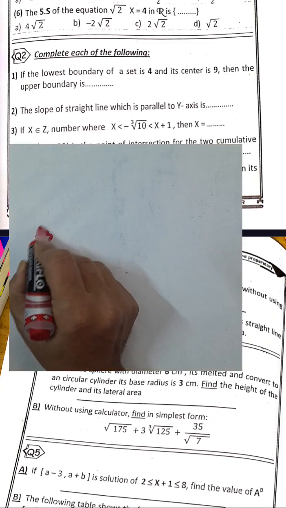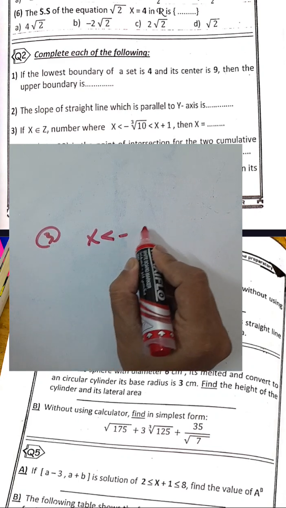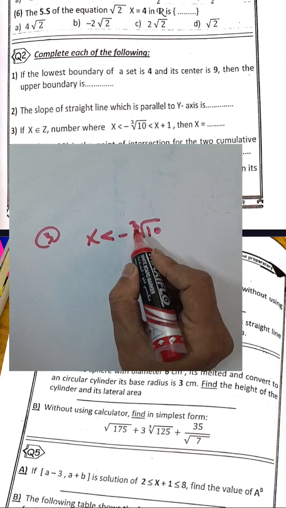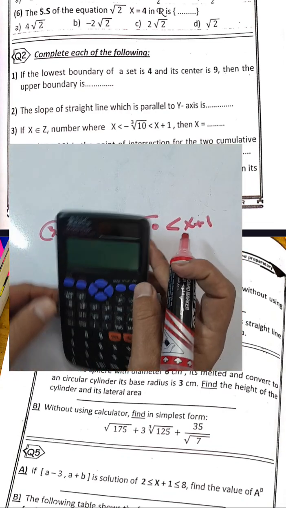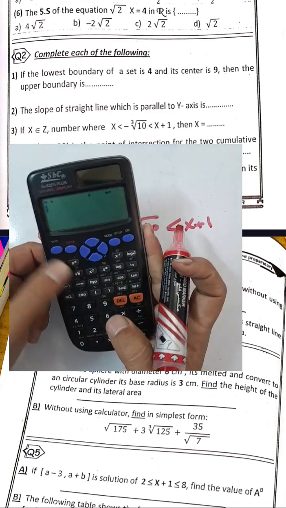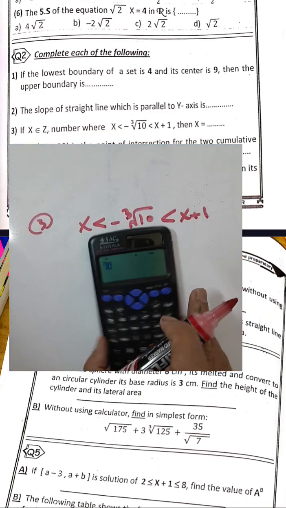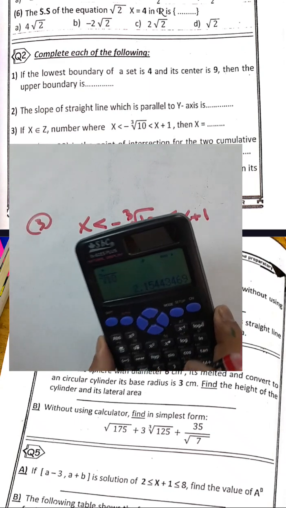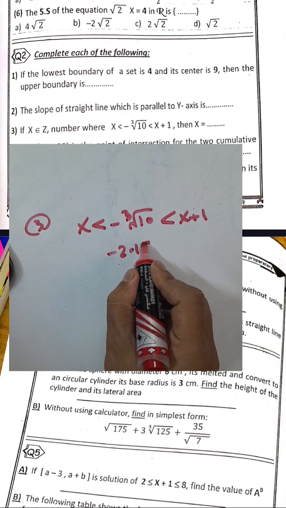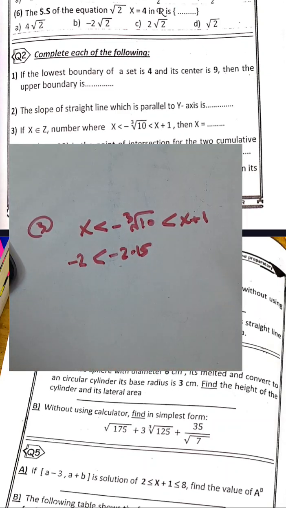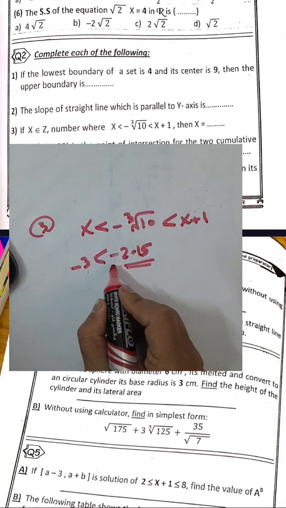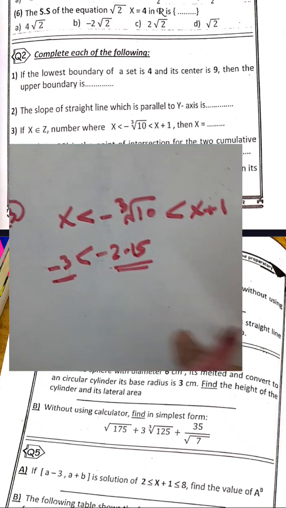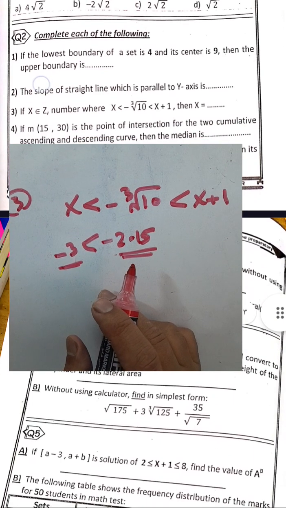Question number 3. If x is less than negative cubic root of 10, which is less than x plus 1, you can find the value of x by using a calculator. Right here, negative cubic root of 10. The cubic root of 10 equals 2.115, so negative 2.115. This number is greater than negative 3. Then x will be negative 3 because x belongs to the integers.